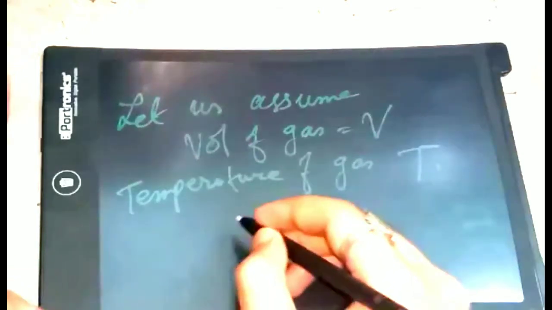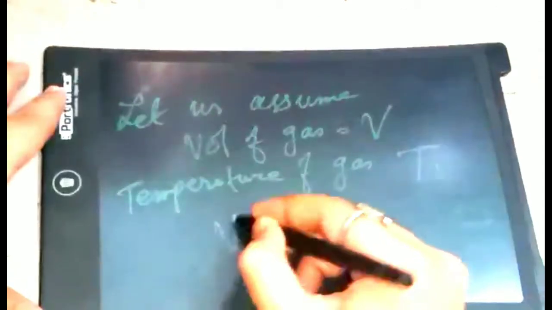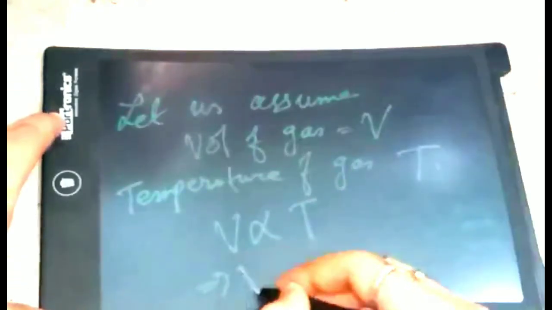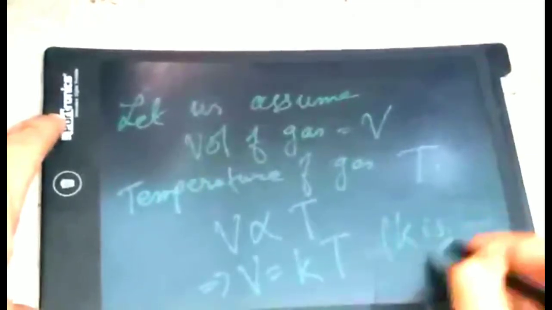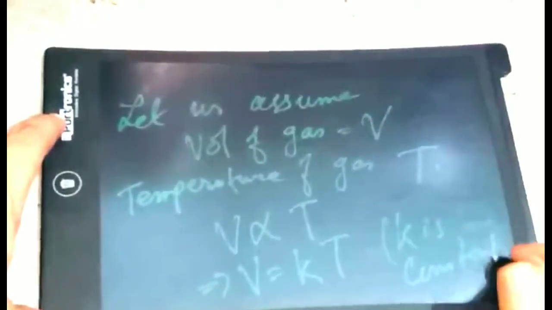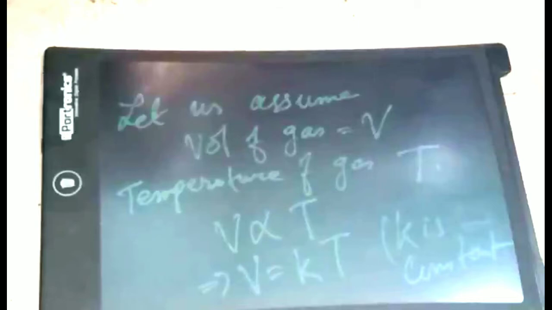So we can say that V and T are in direct proportion. So V is directly proportional to T. And we have just said that with the removal of the proportionality sign, we get a constant: V equal to KT, where K is a constant. This is a simple example of direct variation.